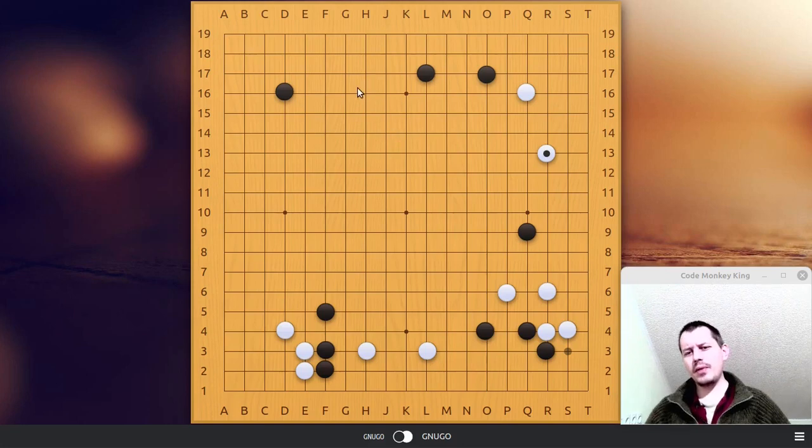I believe he didn't play that. Yes, he didn't. But if actually black plays here, then I believe that it's really good for black on the top of the board. But he didn't. It just tries to secure the corner here. So just trying to live here down below in the corner, which is good.